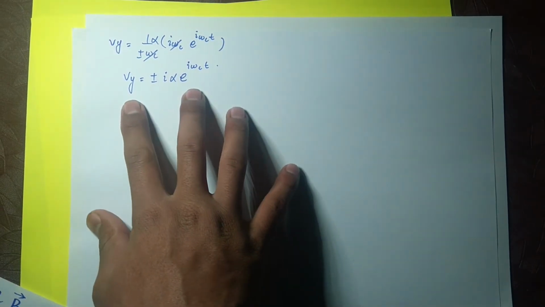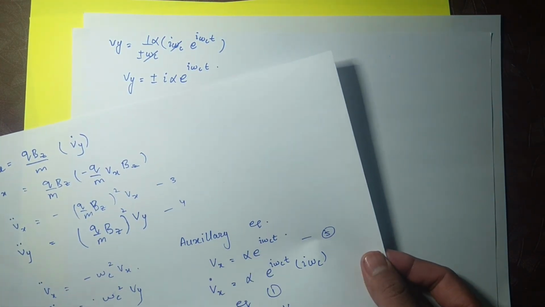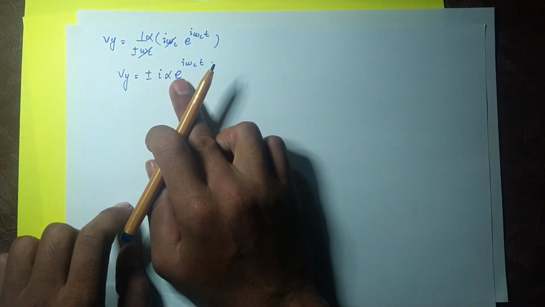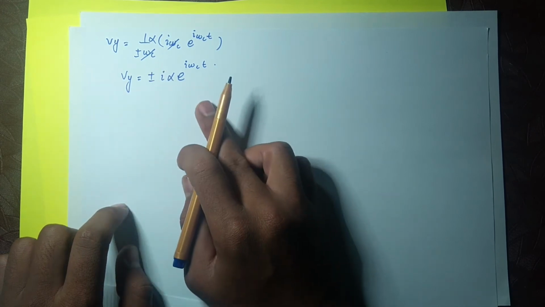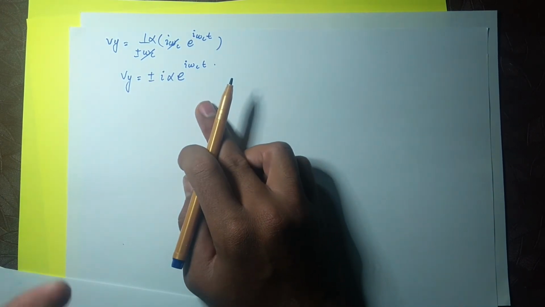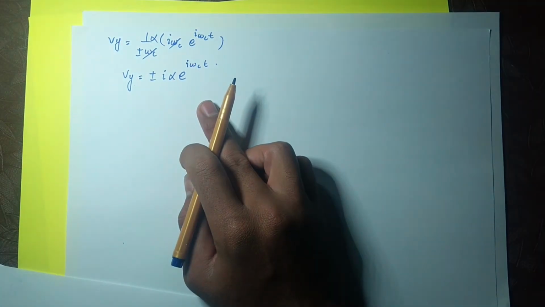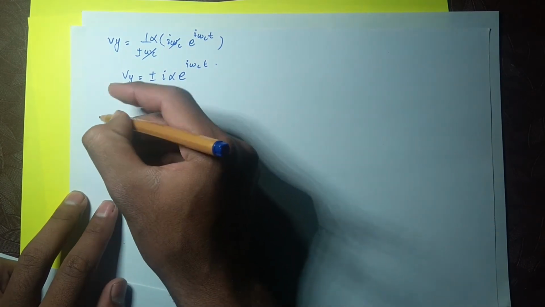So now we have found the value of v of y, and we have found the value of v of x also. So let's move on. Let's calculate the real values for these imaginary values of v of x and v of y. How can we find the real values for v of x?